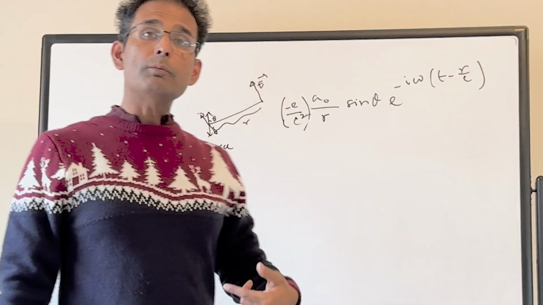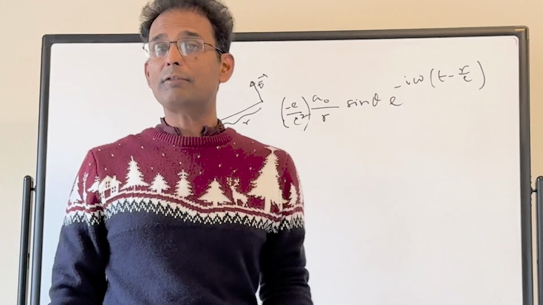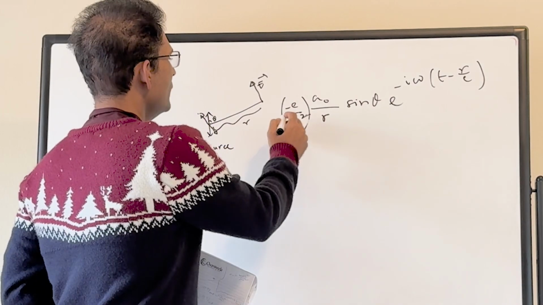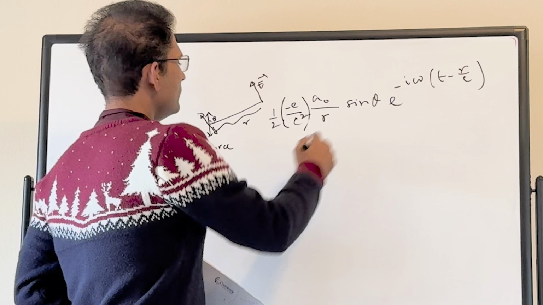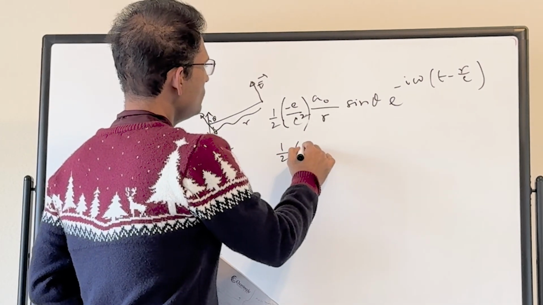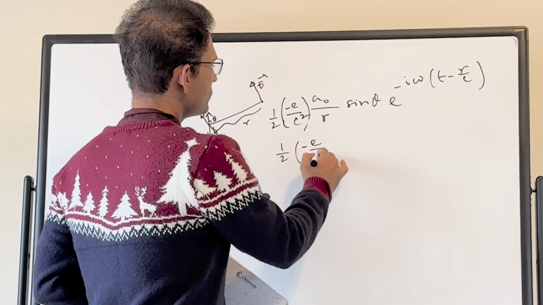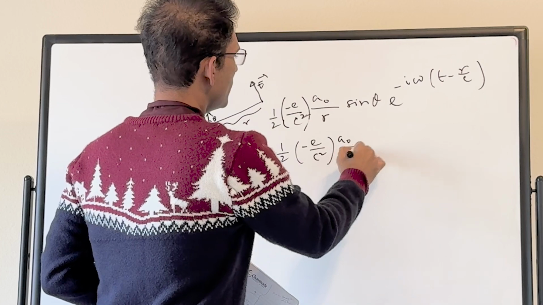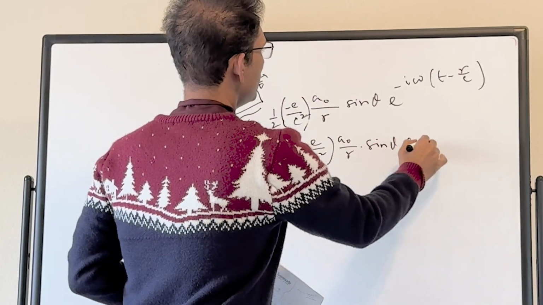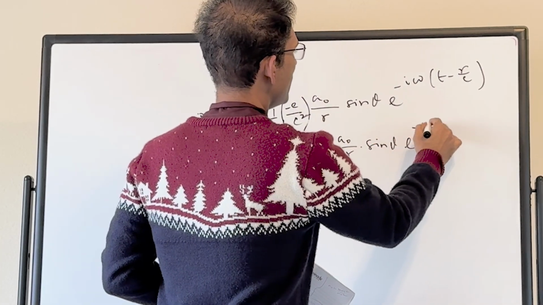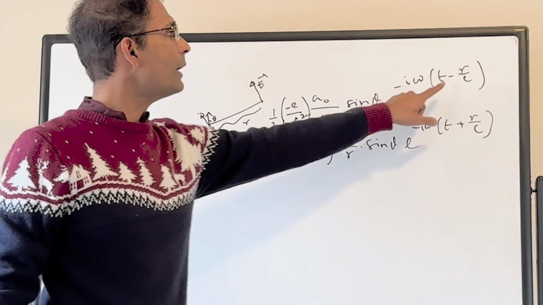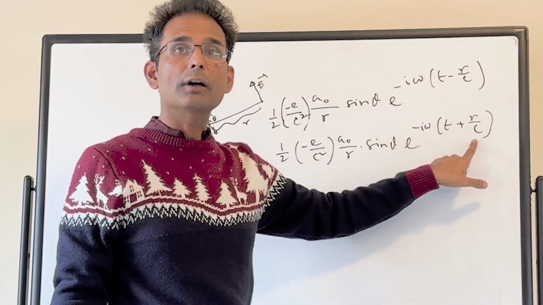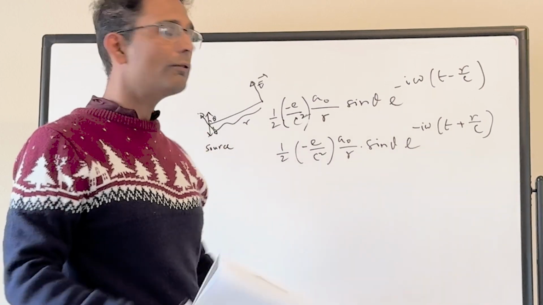Wheeler and Feynman proposed that every charge has half advanced and half retarded wave. That's where this factor of half comes from. So this is the retarded wave, and you also should have the half advanced wave, which is given by a0 over r sine theta, now with minus i omega. Look at the difference: instead of t minus r over c, you have t plus r over c.